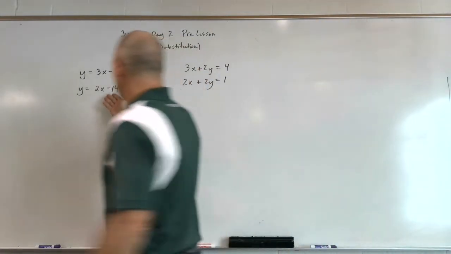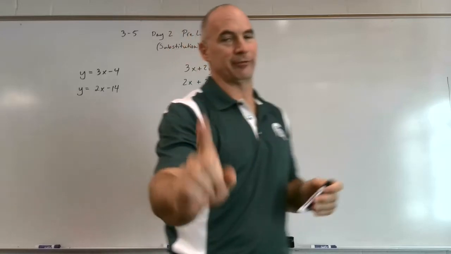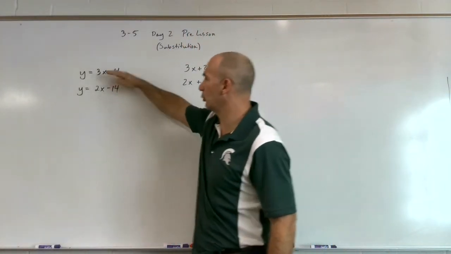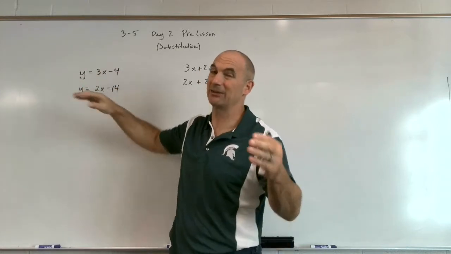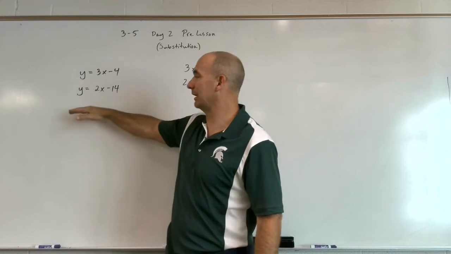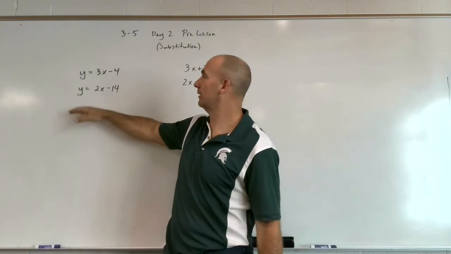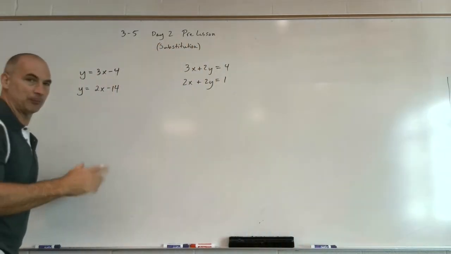So again, and I should have said this in 3-5 day 1, what we have are 2 equations, 2 unknowns. And your goal, which I didn't specifically say, is to get down to 1 equation with 1 unknown, or 1 variable. Same thing with this one. But look at this. You've got to keep it really simple.